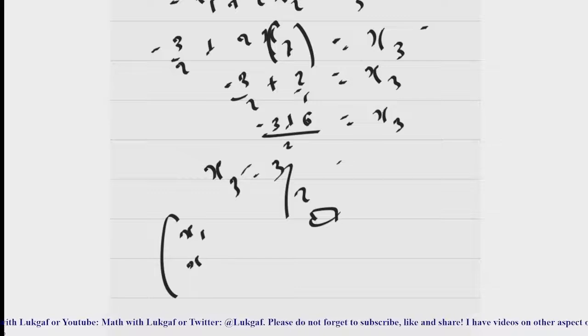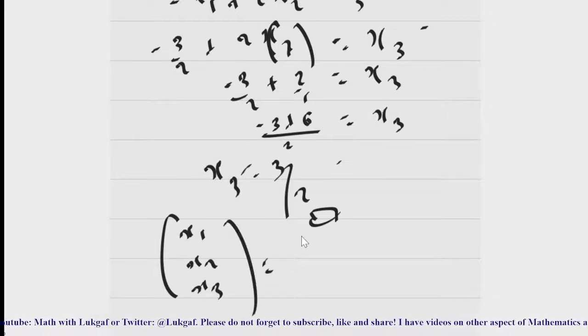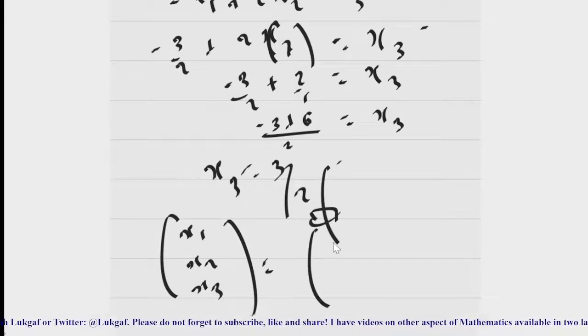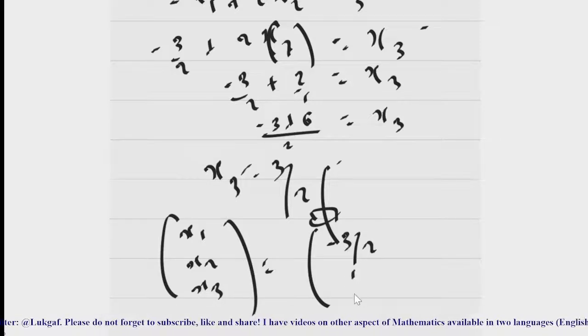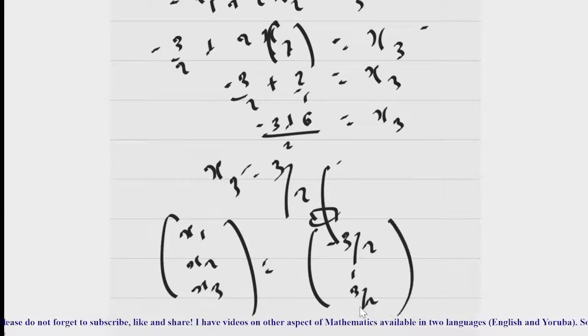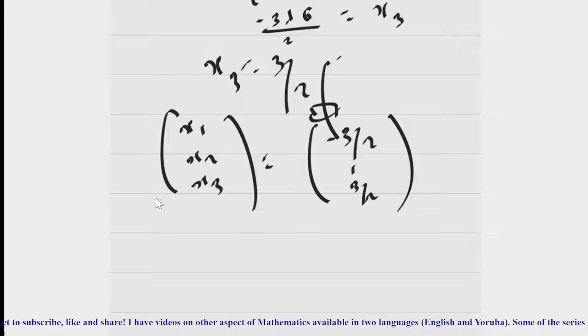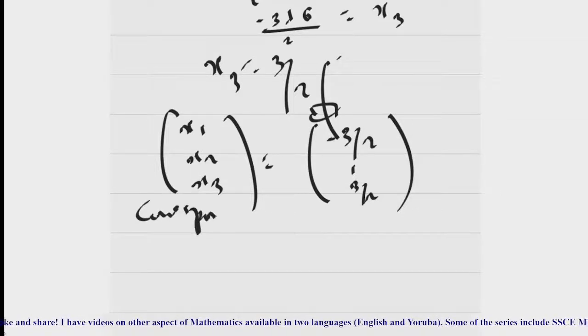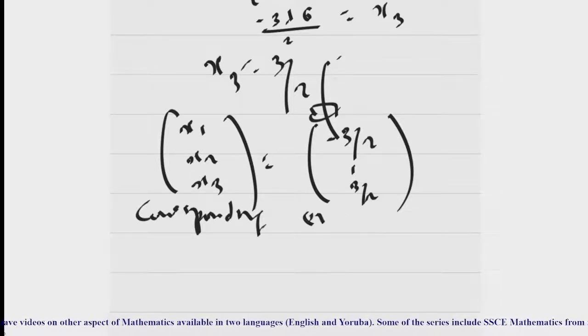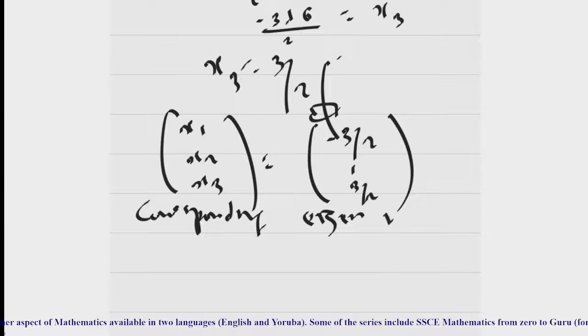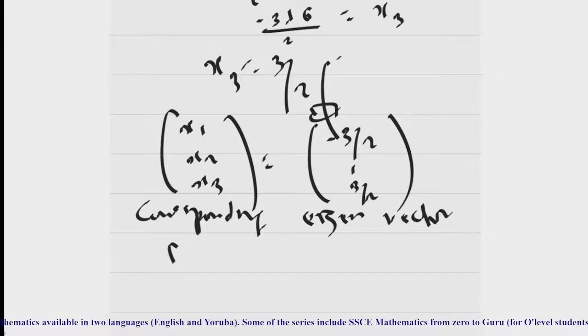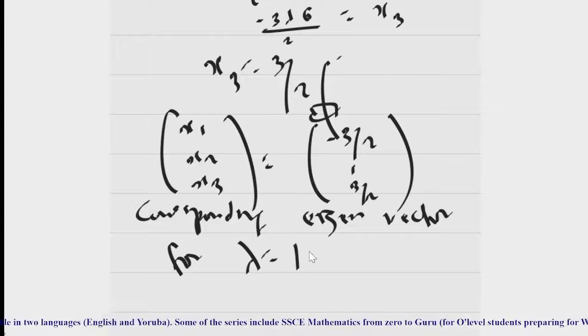Then your x1, x2, x3 is equal to what? Minus 3 over 2, 1, 3 over 2. So which is the corresponding eigenvector for lambda is equal to 1. So for lambda is equal to 1, you can see it is as simple as that. That's the corresponding eigenvector for lambda is equal to 1.